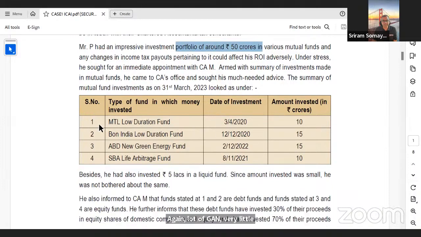So what are the investments? MLT low duration fund, date of investment. So Shiv Teja, you want to highlight something here? You can unmute and proceed, please. Shiv Teja?